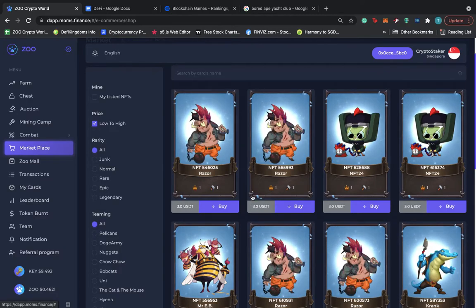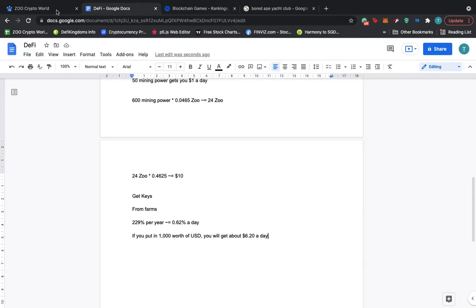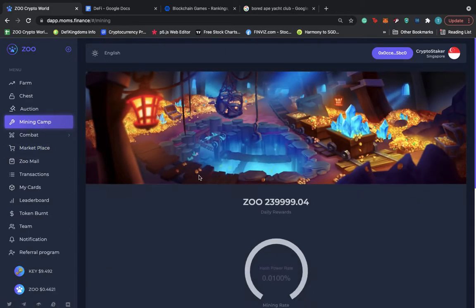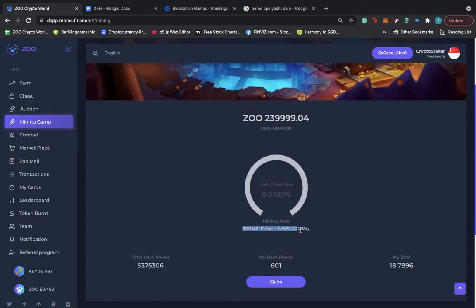Right now, like what I said before, this is a junk one. If you buy this for $3, it gets you 2 cents a day, and if you calculate, it takes about 150 days to recoup your loss. Just take note that every single day the amount you earn will be lower and lower, because if the total hash power increases as people keep opening chests, this will go down. I came in when it was about 5 times this number, and now it's at 4.46.